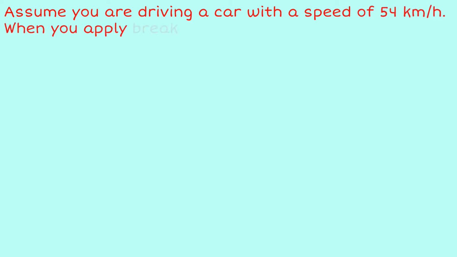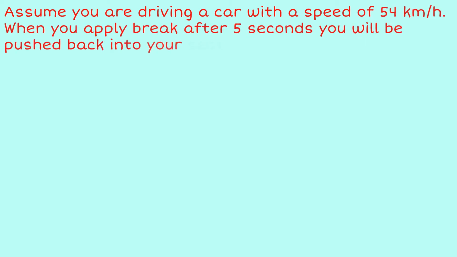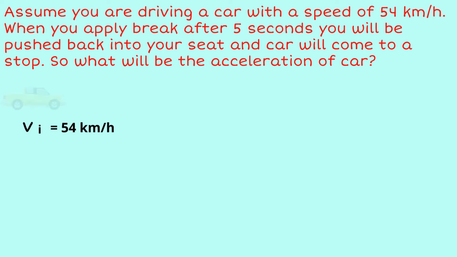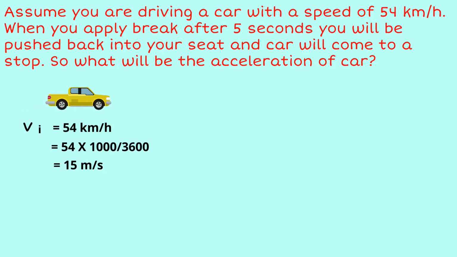Assume you are driving a car with a speed of 54 km per hour. When you apply the brake, after 5 seconds, you will be pushed back into your seat and car will come to a stop. So what will be the acceleration of car? Let's find the acceleration of the car. As car is already moving, its initial velocity vi is equal to 54 km per hour. So converting into meter per second, we will get 15 meter per second.